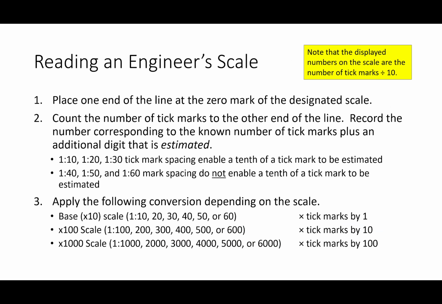Now, whenever you read an engineer scale, the idea is you place one end of the scale such that the 0 mark is on one end of the line, and on the other end of the line, you just read. Typically what you'll do is count the number of tick marks, and then add an additional digit that is estimated. For example, on the 10 scale, if you had a line that was about this long, you may say that line is 34.4 feet, okay? Because the idea is that you can estimate one more amount of precision between the ticks.